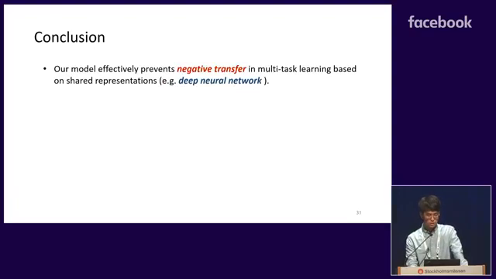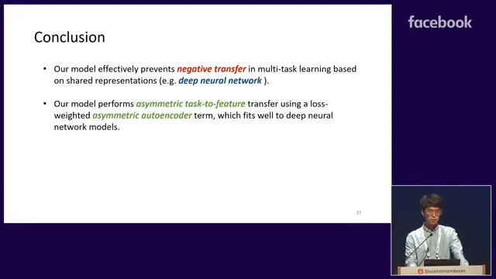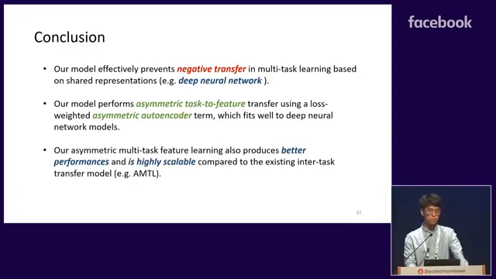In conclusion, our model effectively prevents negative transfer in multitask learning based on shared representations such as deep neural networks. And our model performs asymmetric task-to-feature transfer using a loss-weighted asymmetric autoencoder term, which fits well to deep neural network models. And finally, our asymmetric multitask feature learning also produces better performance and is highly scalable compared to existing inter-task transfer models such as AMTL.